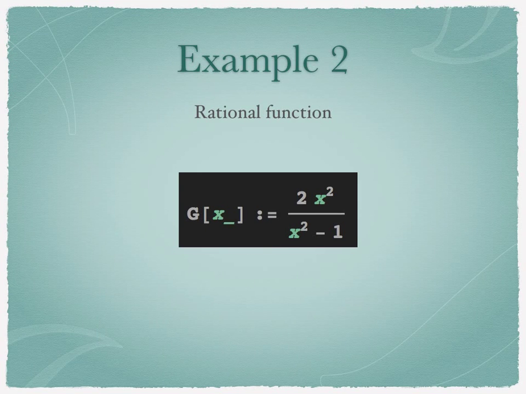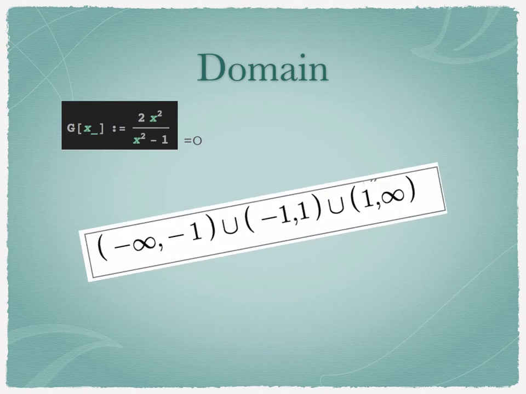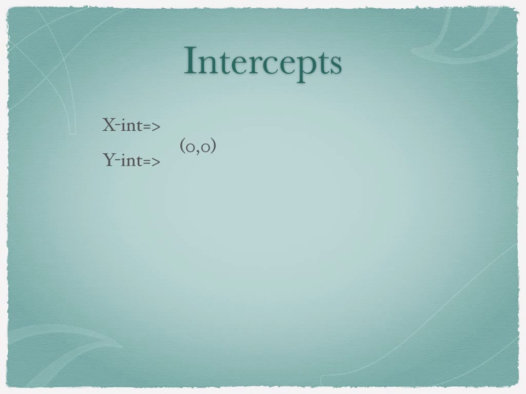The second example is shown 2x squared over x squared minus 1. Now we need to take the domain. So we set x squared minus 1 equal to 0. We get negative 1 and 1. But just because it's not the square root on the denominator, we need the area between negative 1 and 1. So our domain would be negative infinity to negative 1, negative 1 to 1, 1 to infinity.